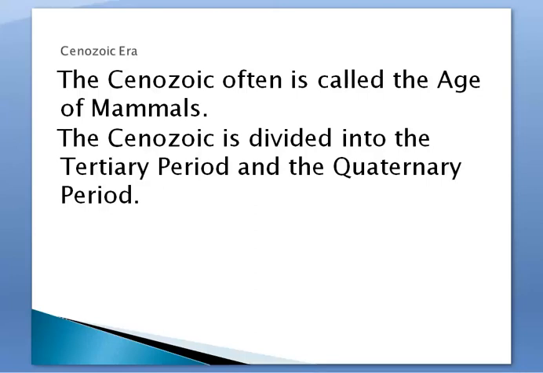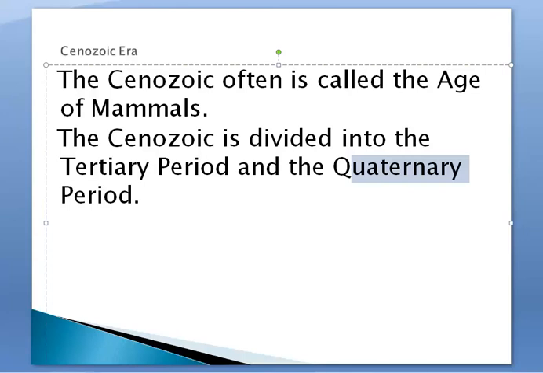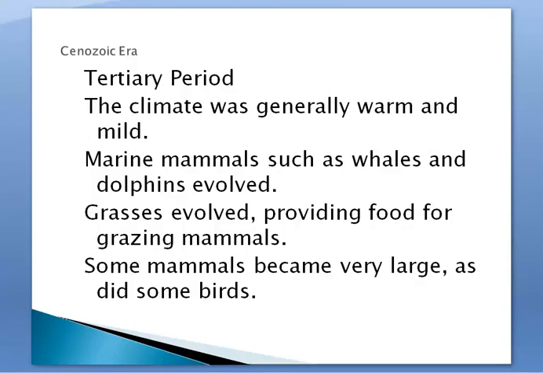And then, going along with this theme, the Cenozoic is often called the Age of the Mammals, and the Cenozoic is divided into two periods. The Tertiary, is how you pronounce that word, and the Quaternary. So the Tertiary and Quaternary periods make up our Cenozoic era. During the Tertiary, the climate was generally warm and mild, so not a lot of snow or anything going on during this time, pretty warm and mild. And marine mammals such as whales and dolphins evolved.